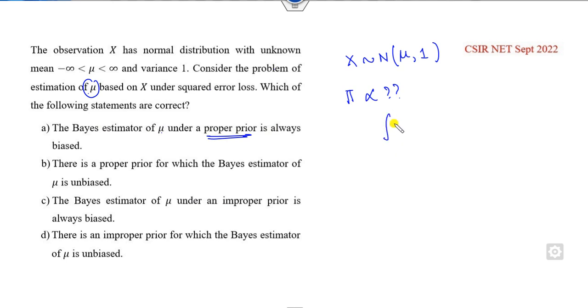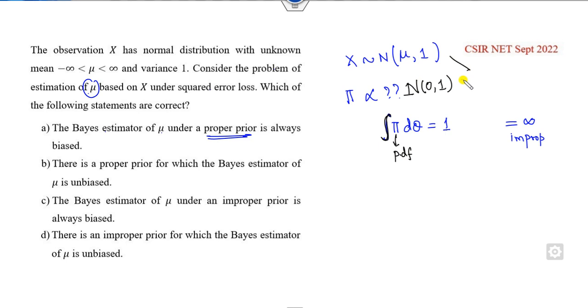What is the meaning of a proper prior? If you integrate this, it must be 1. If it is infinite, then we call it improper. The Bayes estimator for the proper prior: you can consider any proper prior, like a uniform distribution, or you can consider the normal distribution, say 0, 1. We can consider any prior PDF whose integration is 1. I can consider the normal distribution.